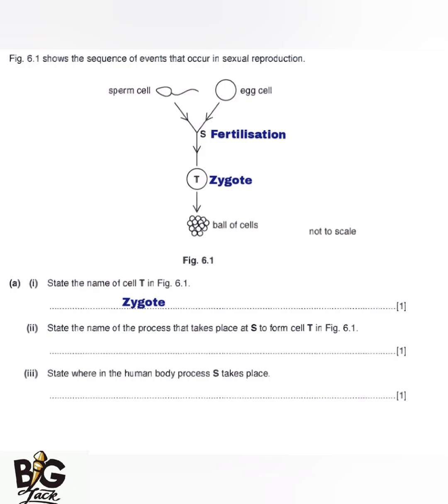Then as for Roman numeral number 2, state the name of the process that takes place at S to form cell T in figure 6.1. So it is called what? Fertilization or random assortment. Then as for Roman numeral number 3, state where in the human body process S takes place. So it takes place in the oviduct or fallopian tube. So that was the last one. Thanks for watching.